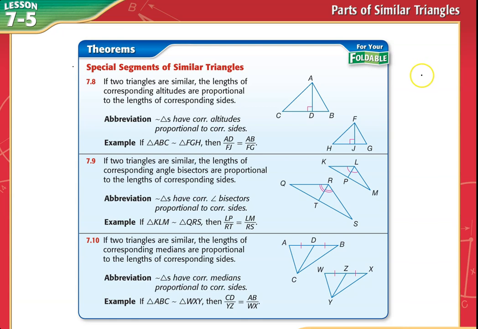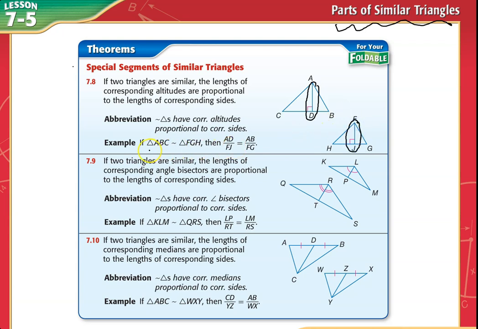Hi, geometry students. We're in section 7-5, and this is about parts of similar triangles. We have some theorems about special segments of similar triangles. It says if two triangles are similar, then the lengths of the corresponding altitudes... So here's an altitude right here. An altitude is like a height.